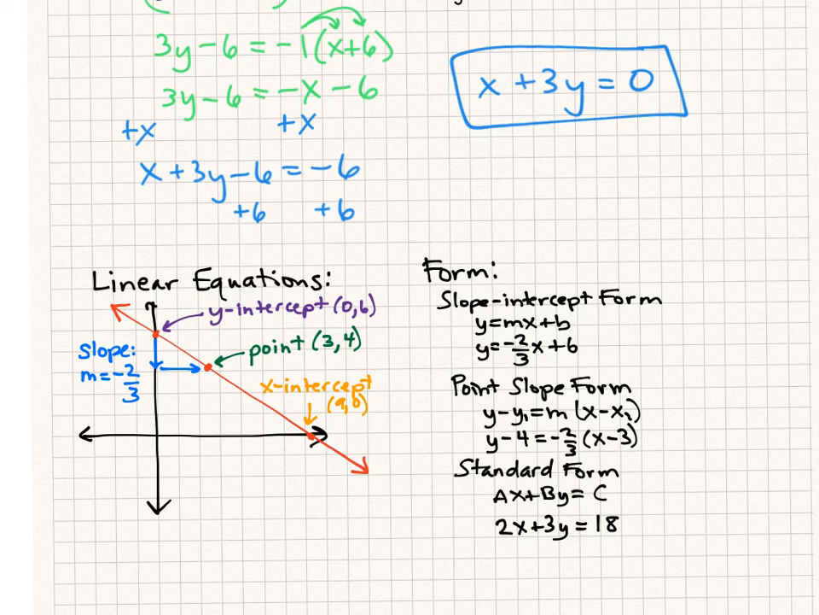So when x is 9, 9 times 2 is 18, so that's a 9. And then when y is 6, that 6 times 3 is 18. Okay, that's it. Time for practice. Enjoy.